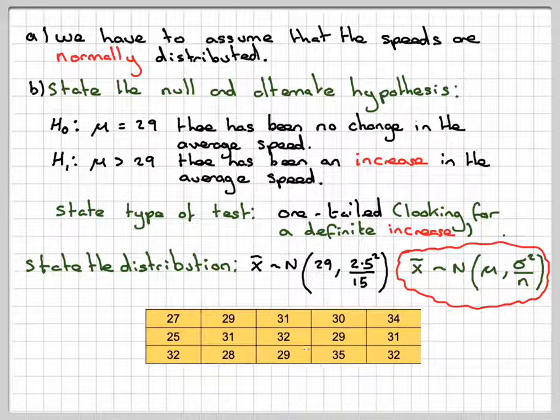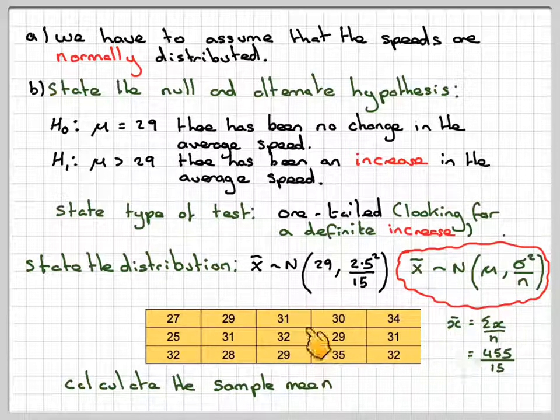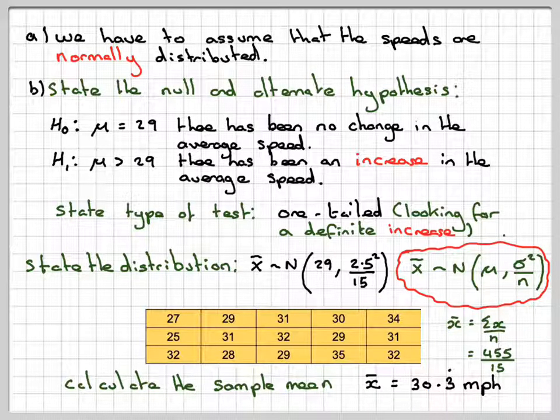So next we need to calculate the test statistic. So we need to calculate the sample mean from the sample. So the sample mean is the sum of x divided by n, which is going to be 455 if you add these all up, divided by 15, which gives a sample mean of 30.3 recurring miles per hour.